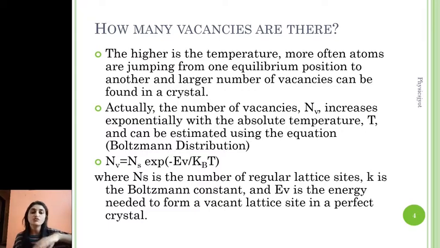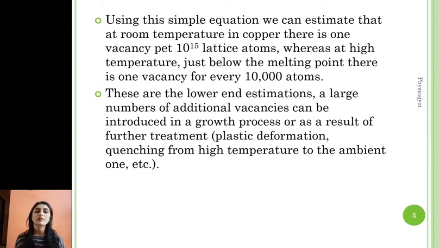If an atom has to form a vacant lattice site, it has to jump from that position to some other position. To make that jump, the atom must have some energy. That energy is Ev. Using this simple equation we can estimate that at room temperature, if we take the example of copper, there is one vacancy per 10 raised to 15 lattice atoms. Now if we increase the temperature of copper to just below its melting point, there is one vacancy for every 10,000 atoms. So you can see the effect of temperature on vacancies.